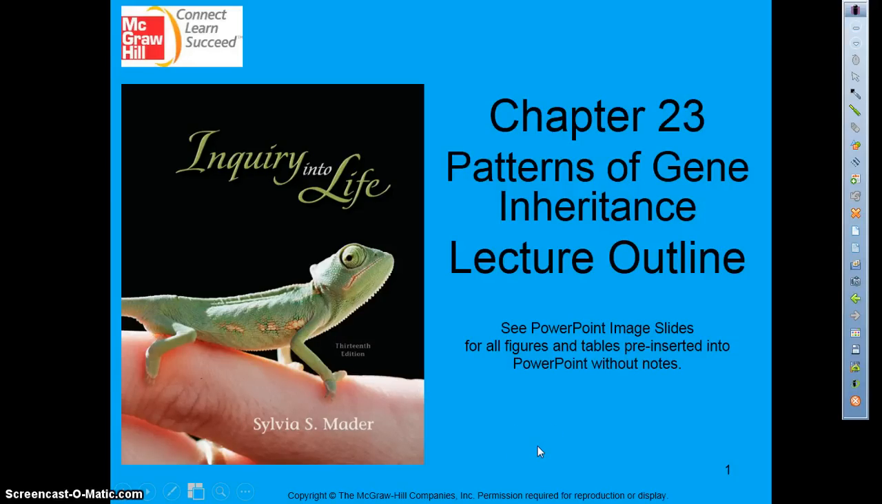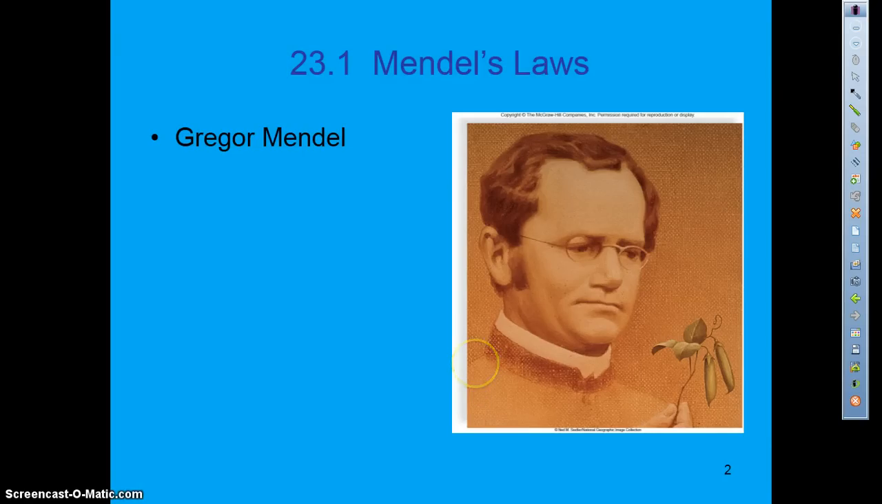Chapter 23 is where we're going to start with genetics. So we're going to look at the patterns of gene inheritance in this lecture, and we're going to cover, first of all, Gregor Mendel, who's known as the father of modern genetics. He was an Austrian monk, and he did experiments with pea plants.